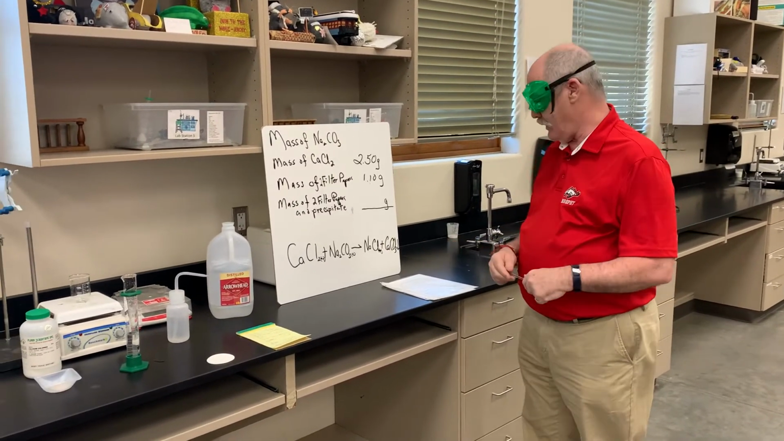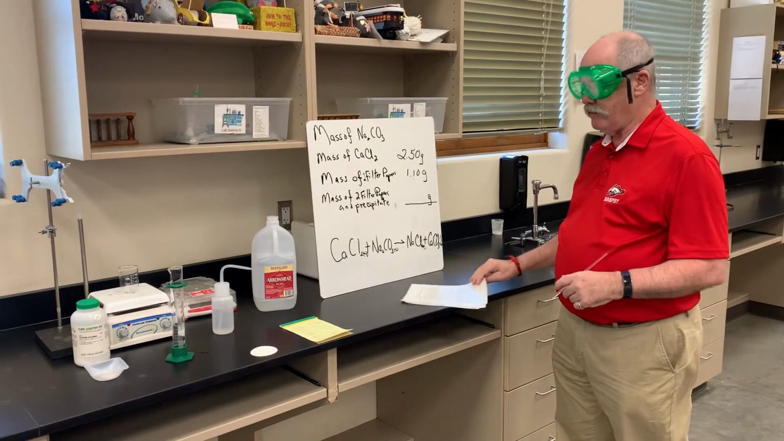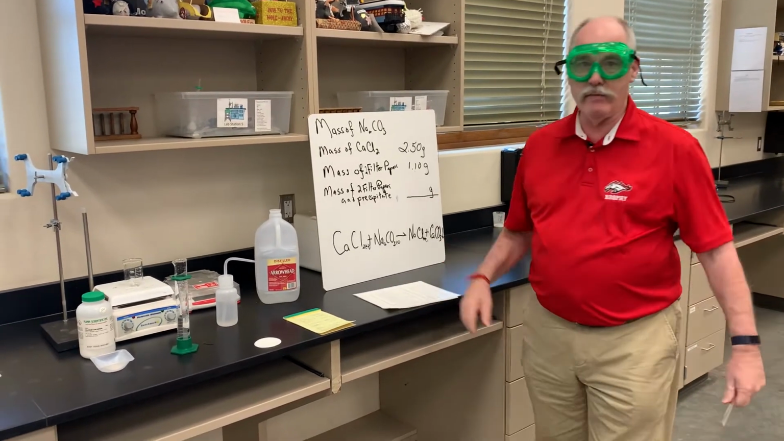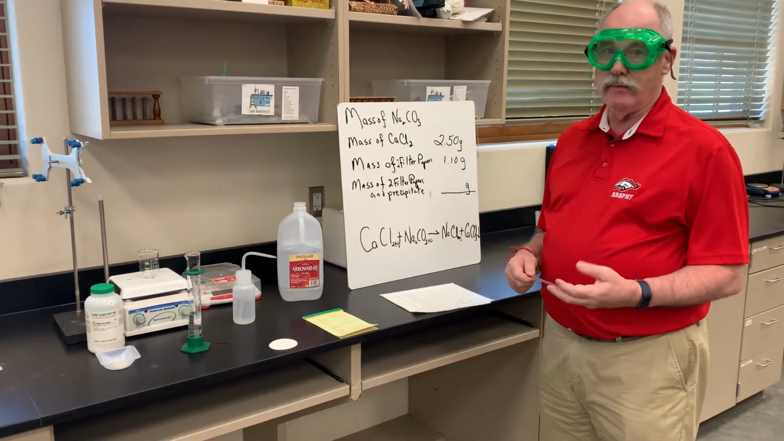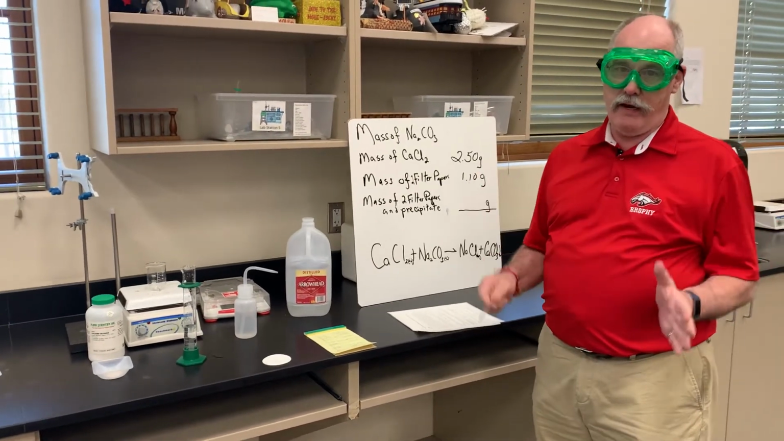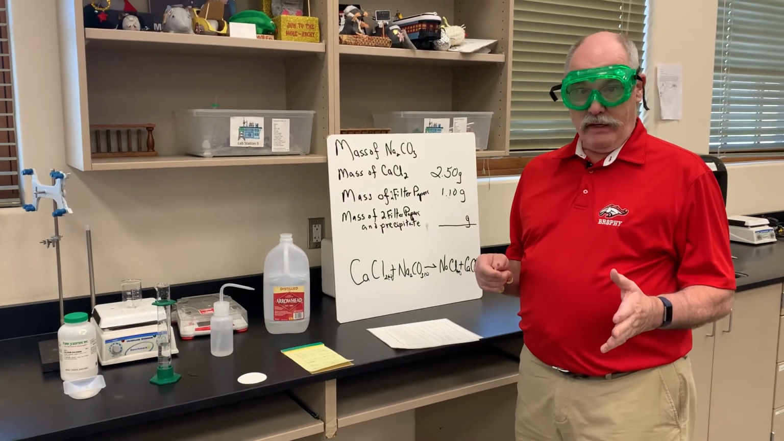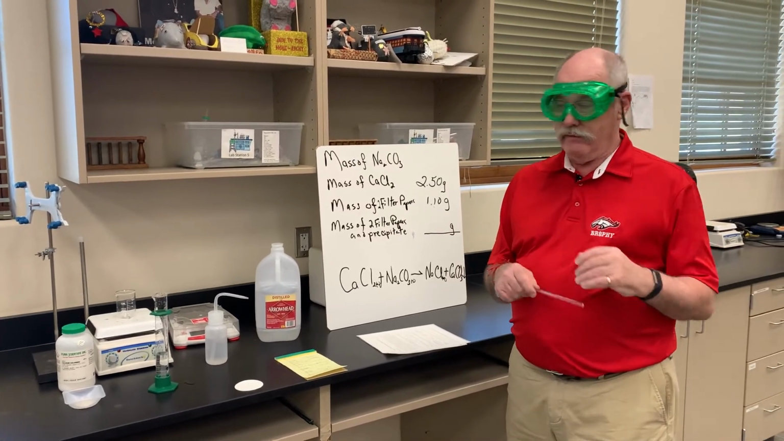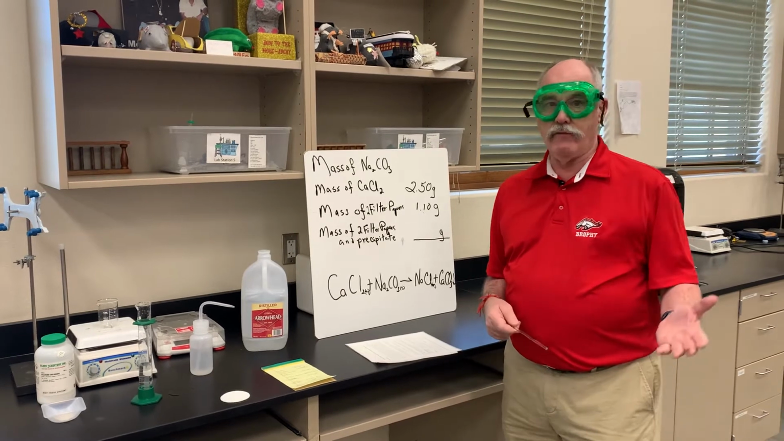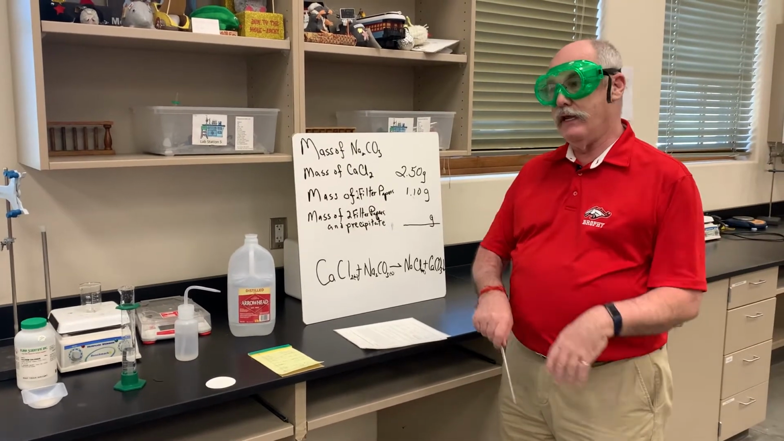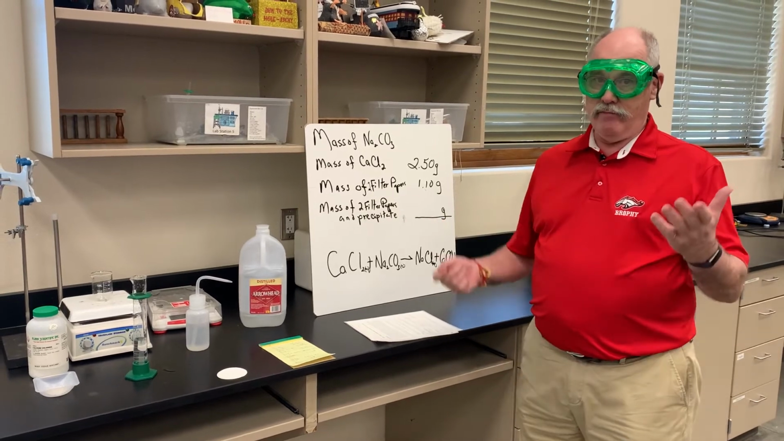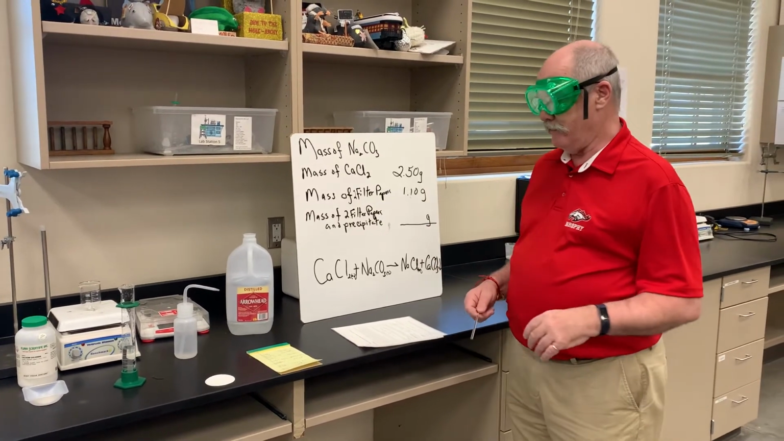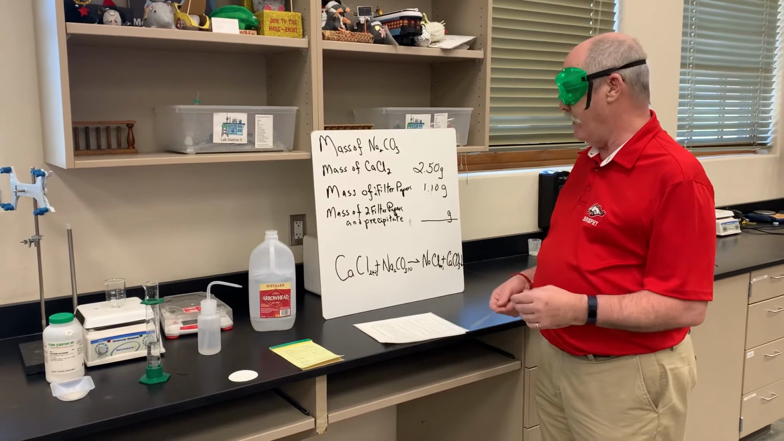We are going to take a look at the mass-to-mass relationship in the synthesis of calcium carbonate coming out of calcium chloride and sodium carbonate. Now, we're only going to show you half of this experiment because one of the groups will be using 1.5 grams of sodium carbonate and the other group will use 2.5. The reaction's the same until we see what happens when something gets used up.